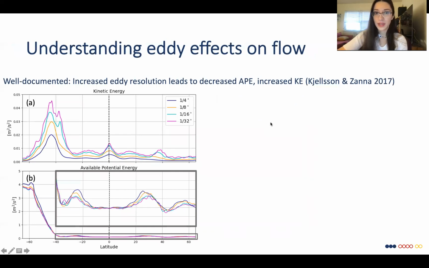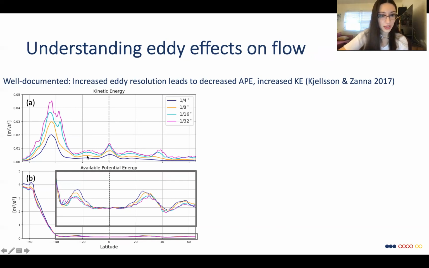So the first thing that we can consider when understanding how the eddy resolution influences the resolved flow is to consider the kinetic energy and available potential energy of the large scale flow. So it's already well documented that increasing eddy resolution leads to decreased available potential energy and increased kinetic energy in a given model. So this is consistent with what we find in this model hierarchy.